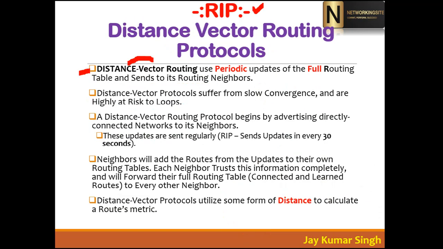A distance vector routing protocol, or you can say RIP, uses periodic updates of the full routing table and sends them to its routing neighbor. Suppose you are my friend, my neighbor. After 30 seconds I will tell you about myself: my name is this, I live here, this is my country, this is my language. After 30 seconds I'll send you the same information again. It is periodic: after 30 seconds the same information, after 30 seconds the same information.